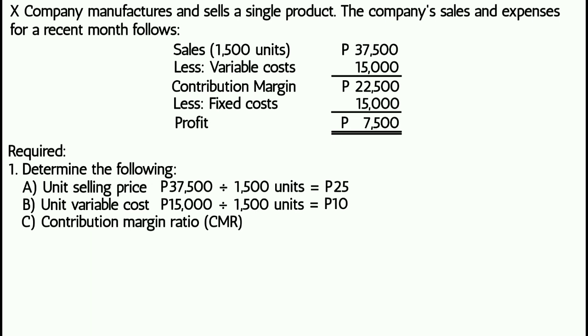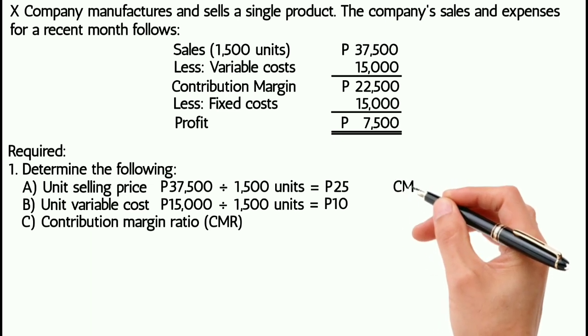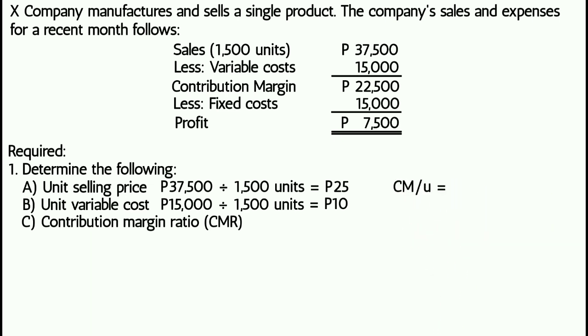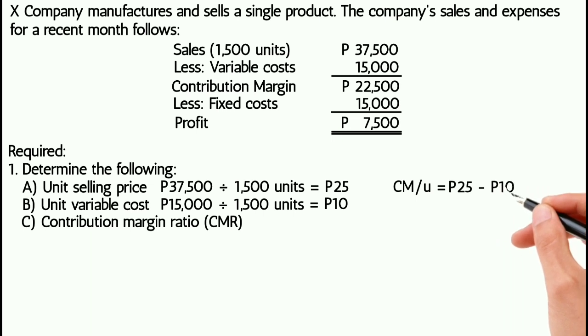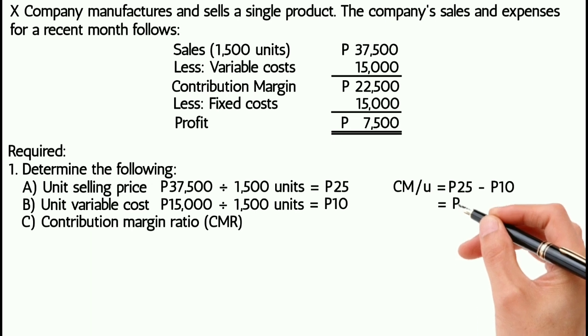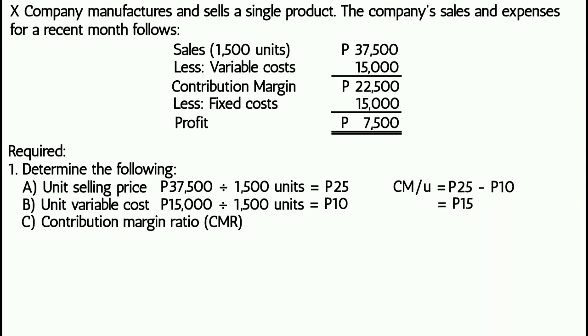If ever itatanong sa problem kung ano yung contribution margin per unit or kung ilan yung contribution margin per unit or unit contribution margin, i-deduct nyo lang yung 10 pesos sa 25 pesos. So that is 25 pesos minus 10 pesos, that is equal to 15 pesos. So 15 pesos ang unit contribution margin or contribution margin per unit.